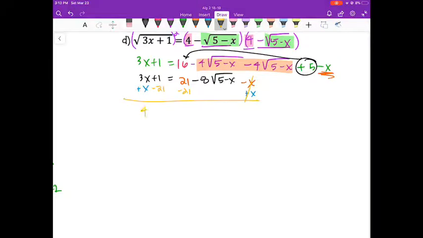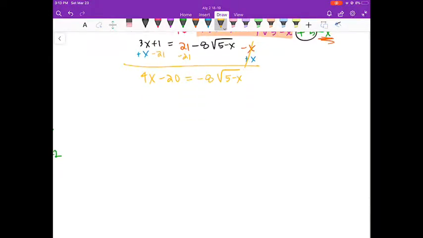When I add x to both sides, I have 4x. Positive 1 minus 20, negative 20, equals negative 8 times the square root of 5 minus x. Now, I can't get rid of that negative 8. I mean, I can, but I'd be dealing with fractions. So what I'm going to do is divide everything by a negative 4 or a positive 4. Honestly, it does not matter, and I think on my answer key I did positive 4. Truly doesn't matter. But dividing everything by 4 is at least going to give me smaller numbers to work with, and let's just keep it positive 4, because why make it different?